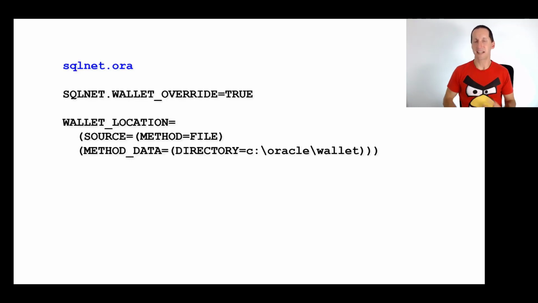So there's a little bit of setup work that goes on. Now, we need to have a thing called a wallet. So the first place that we need to go is our sqlnet.ora file, and we have these two settings in there, sqlnet.wallet_override equals true. And then we need to nominate where the wallet will be. It's going to be a file on my machine, and I can see there the directory is C:\oracle\wallet. That's where my wallet is going to be stored.